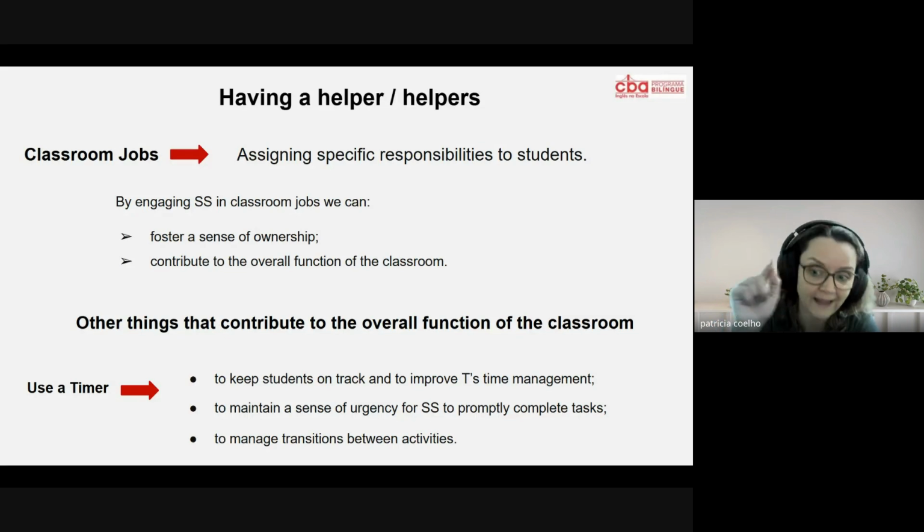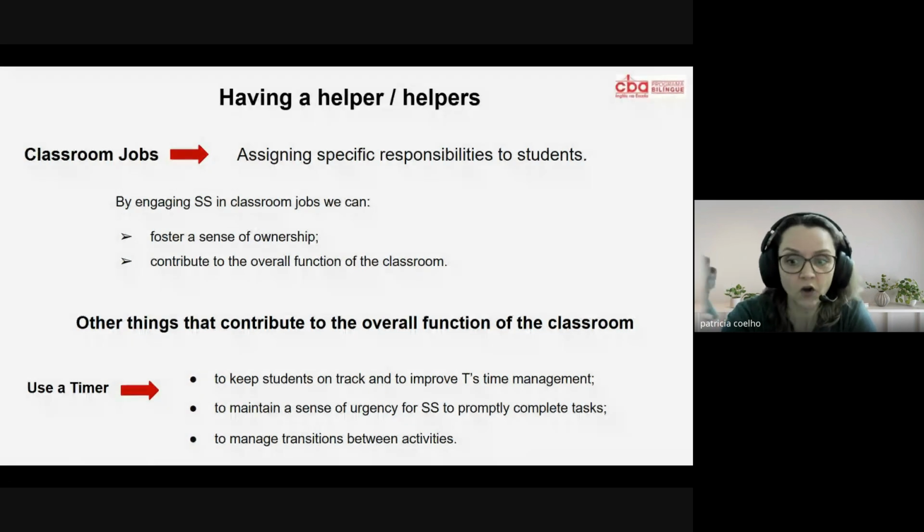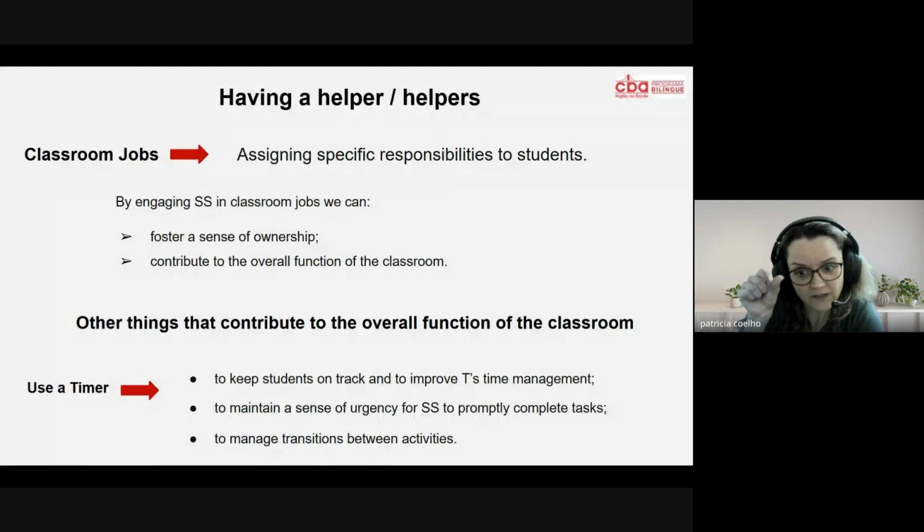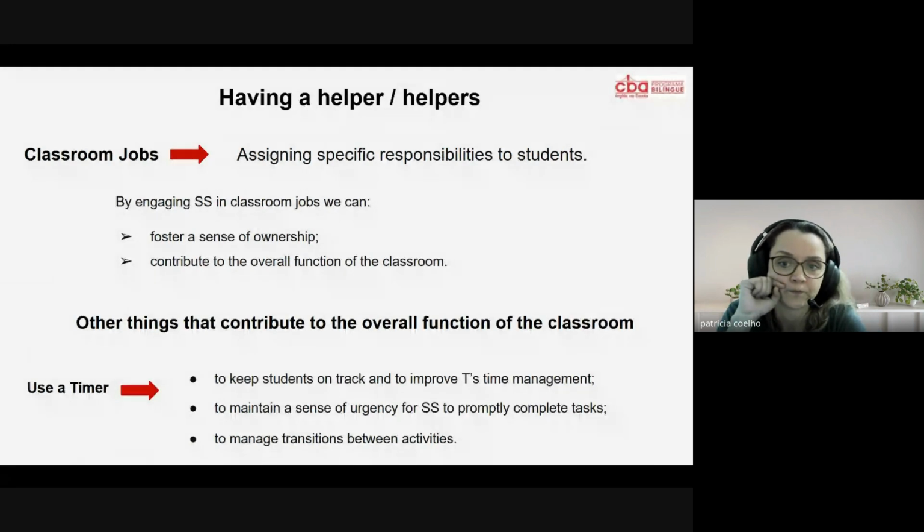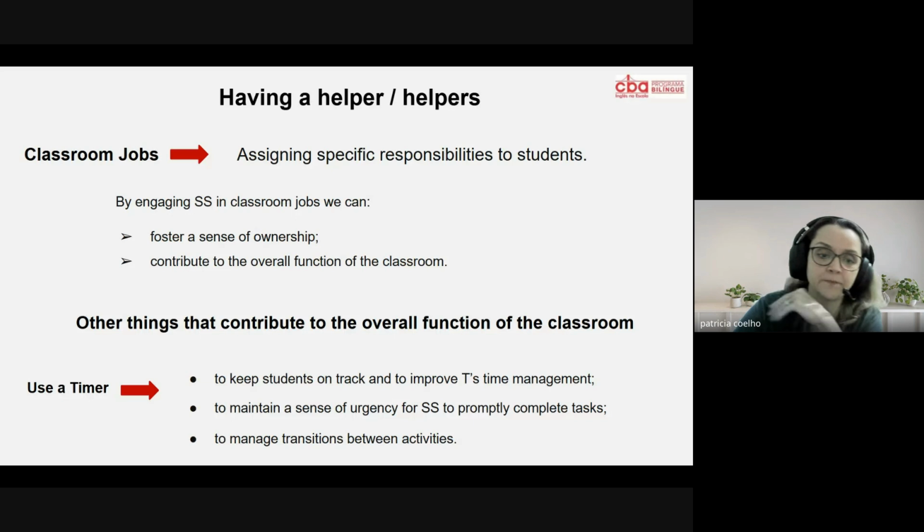Or instead of an actual timer, you could sing a song or play a song, and they have the time of the song to do the task you ask them to do. Okay, cleaning up. It's a very short song. Okay, I'm going to play the cleanup song twice, and you have to finish cleaning up before I finish the second time. Okay?